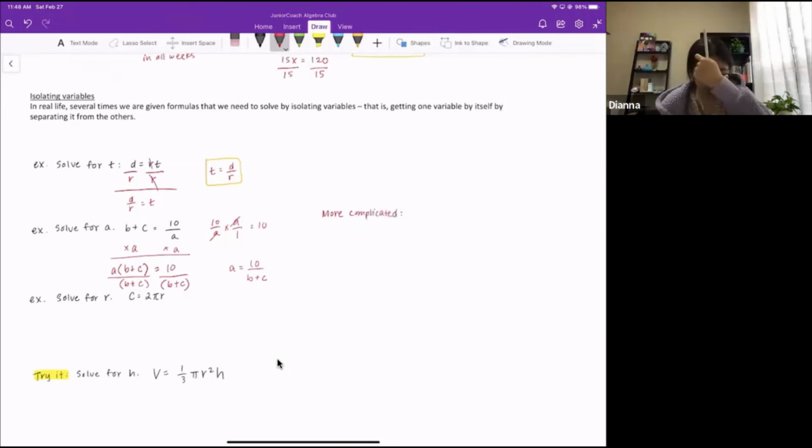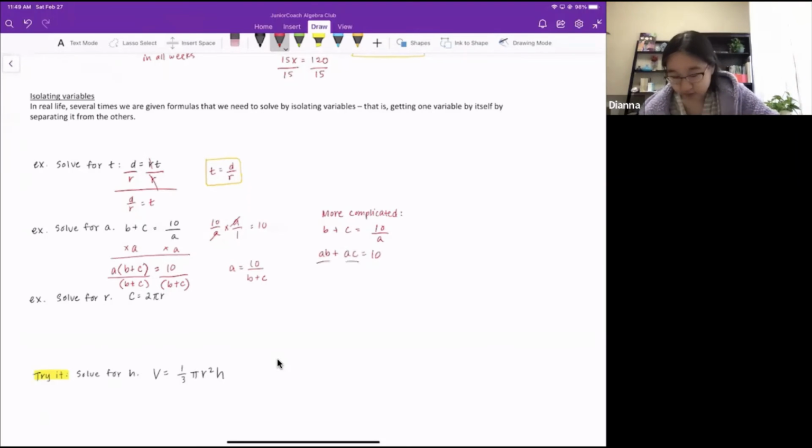So what would be more complicated is if I had multiplied a by both sides, and I distributed among the b and c. That would have given me ab plus ac equals 10. And the reason why this is kind of annoying is because now I have my a distributed among two terms in the b and c. So it would be more complicated for me to get a by itself, right? I don't want that. I want it to be as simple as possible.